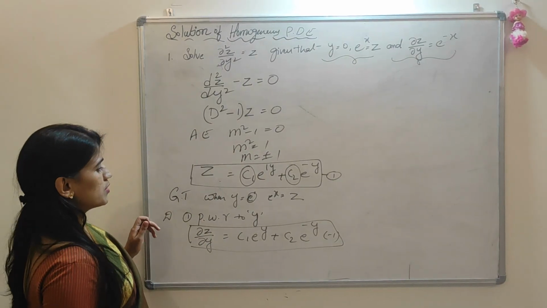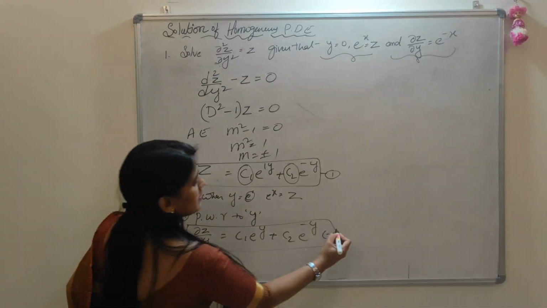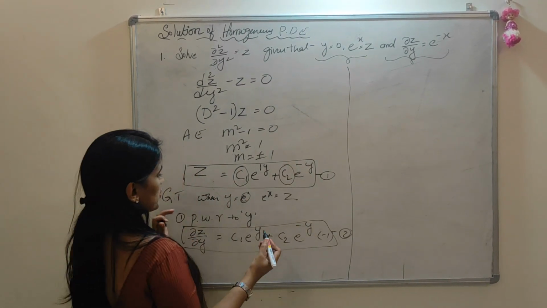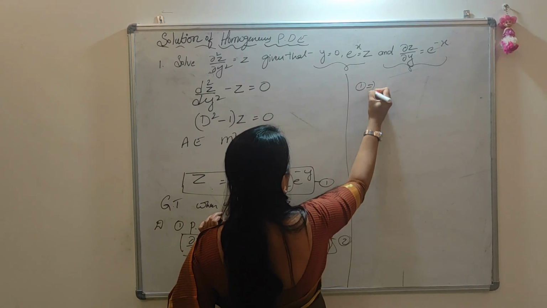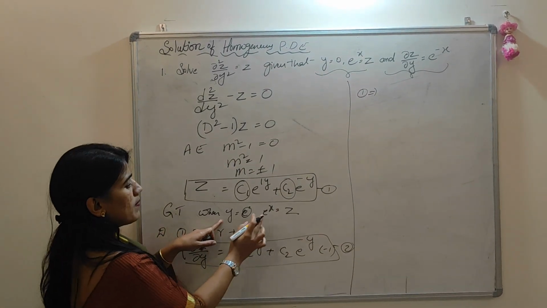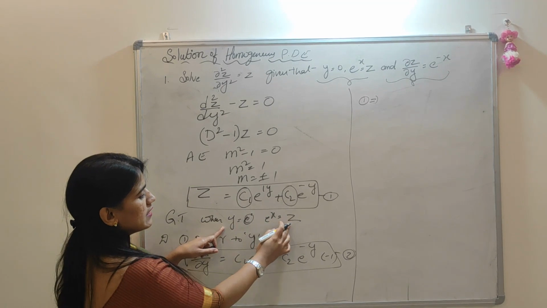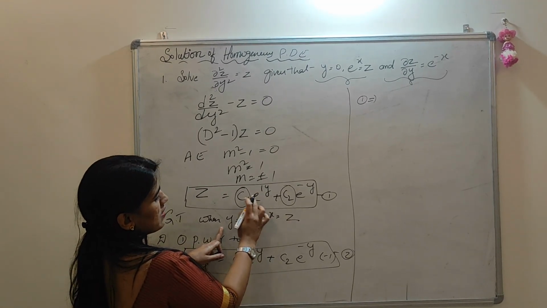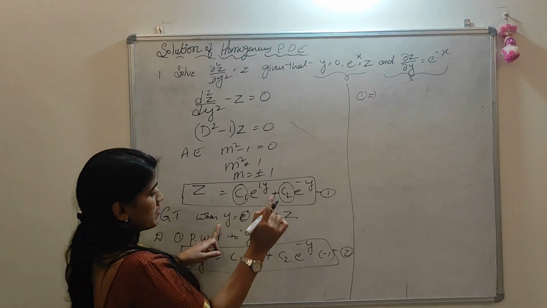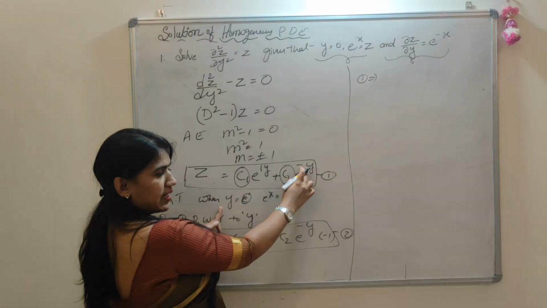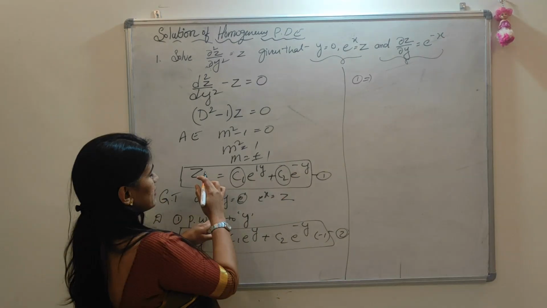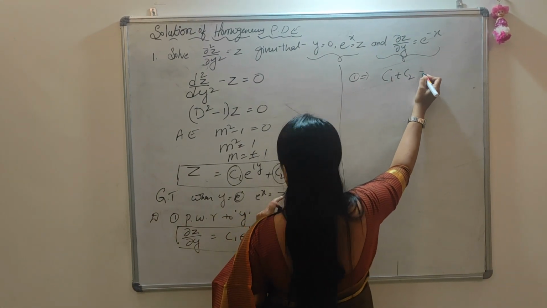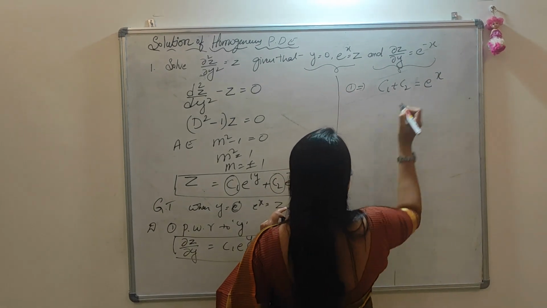Here we have to substitute the conditions in equation 1 and equation 2. In equation 1, when y is 0, z is e^x. So I substitute 0 in place of y: c1 into e^0, and e^0 means 1, so c1 plus, again e^0, c2. So c1 + c2 = e^x.